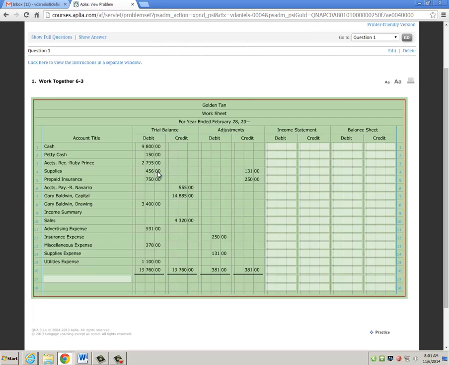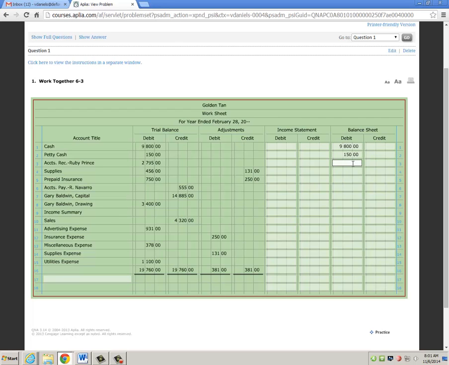First off, we have to know what goes all the way over and what doesn't. When we look at this, everything from income summary up goes to the balance sheet. Everything from income summary down goes to the income statement. So I'm going to carry over some balances. The first balance is $9,800 right here in cash. That comes all the way over. Then petty cash comes over.